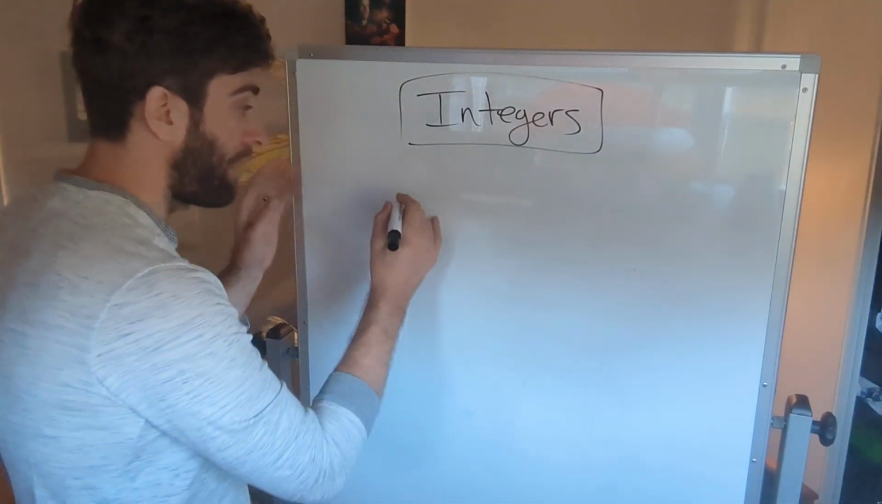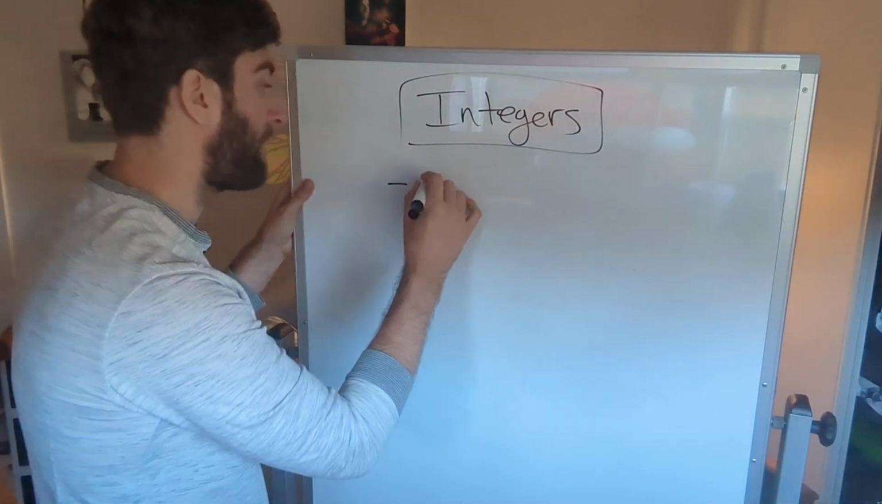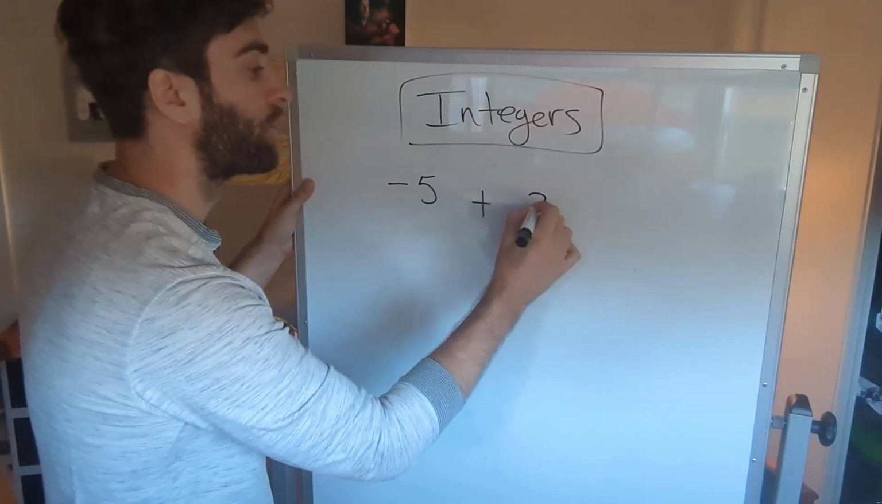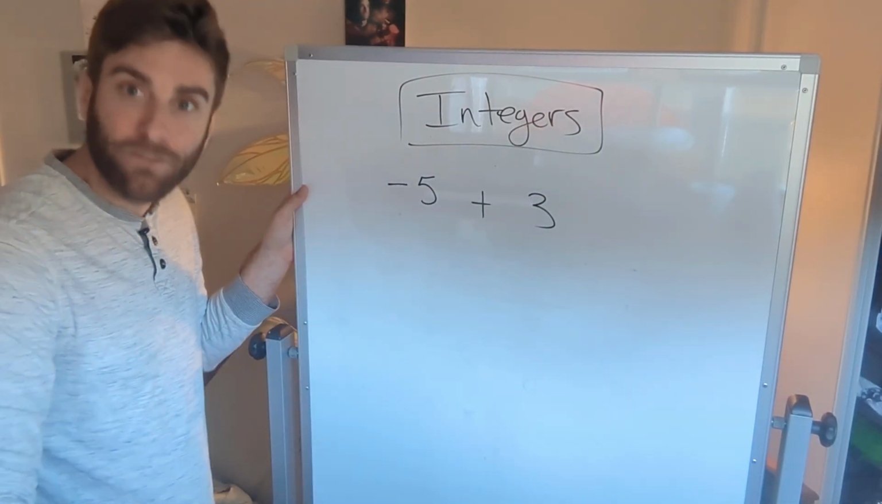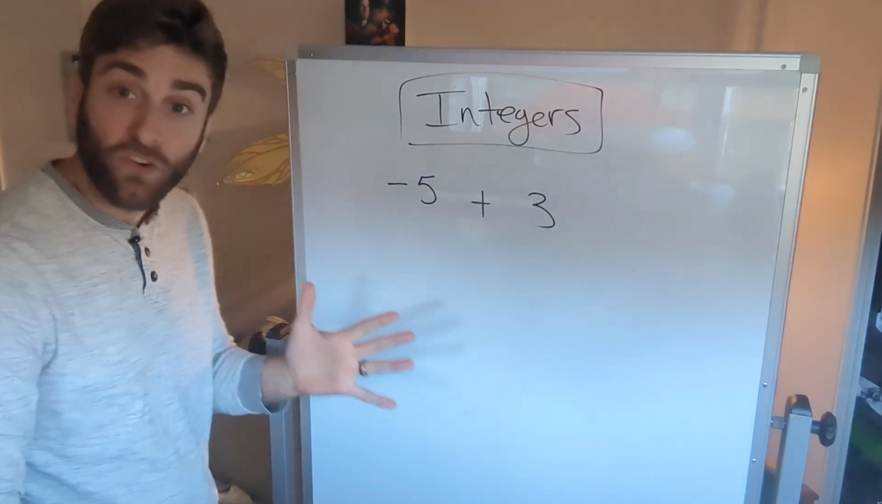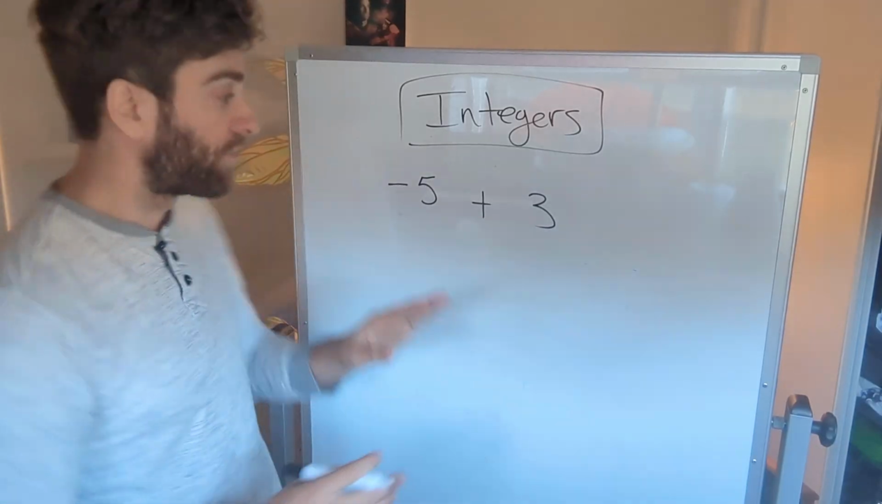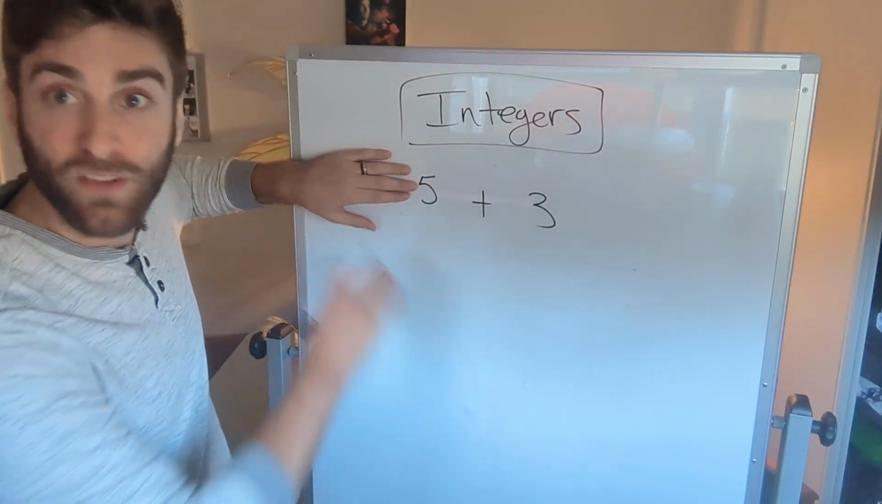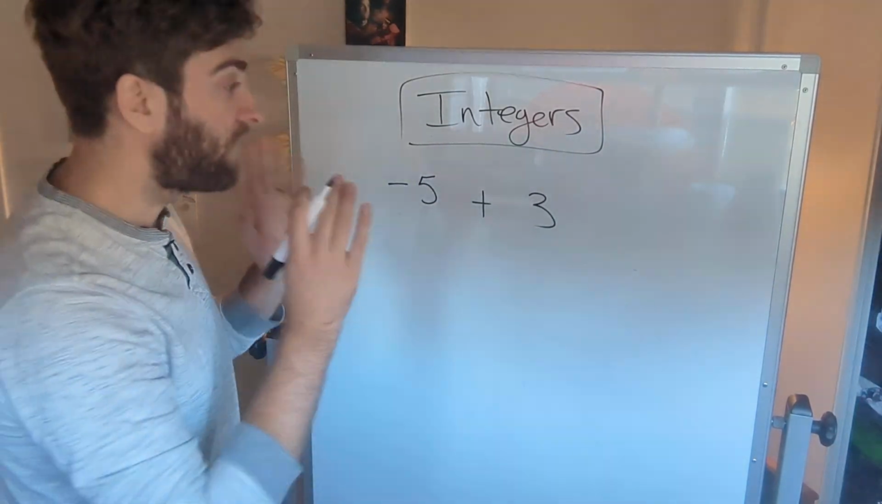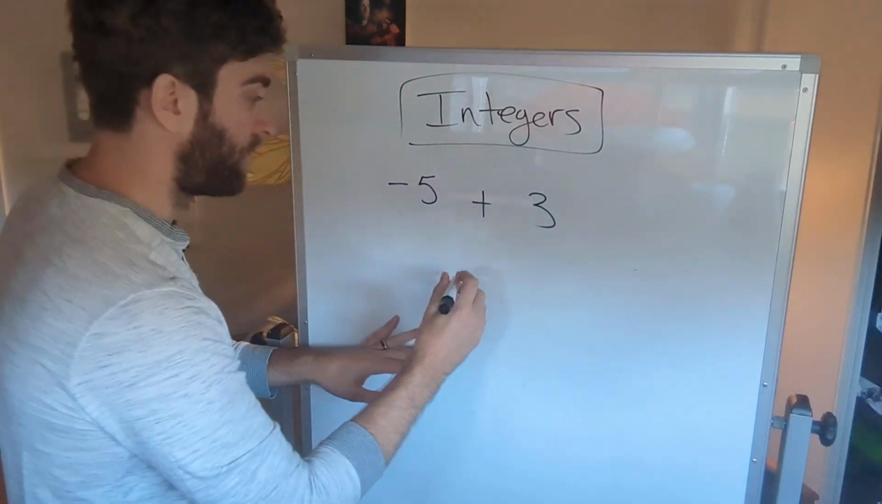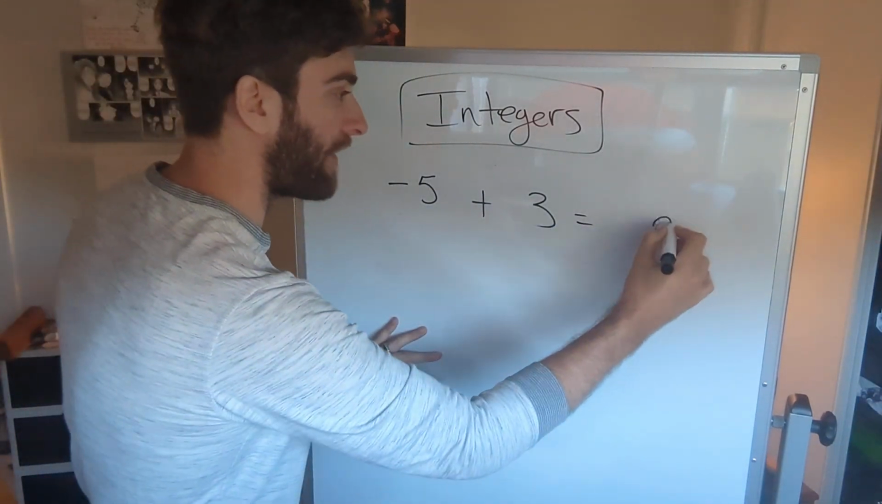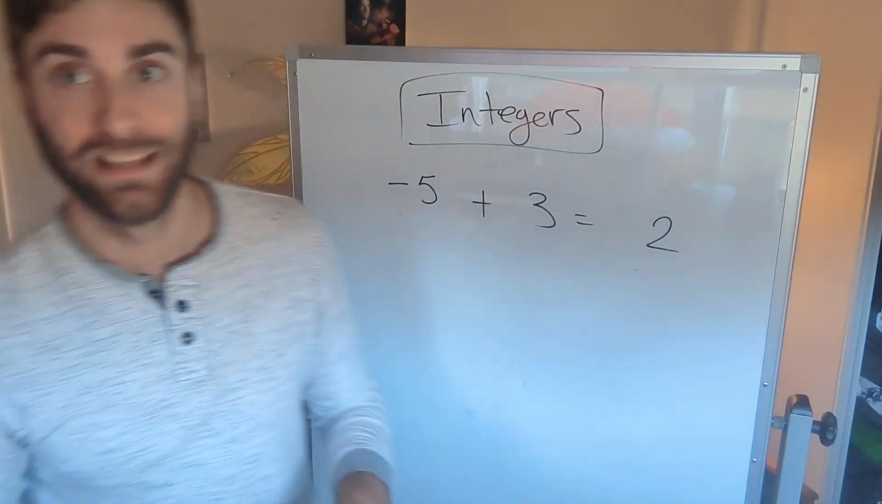So, if I have negative 5 plus 3, negative 5 plus 3. First thing we're going to do is just subtract those two numbers. Don't even worry that one's negative, one's positive. Just subtract. 5 minus 3 is 2. So I know my answer has the number 2 in it.